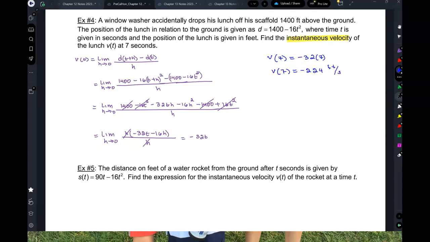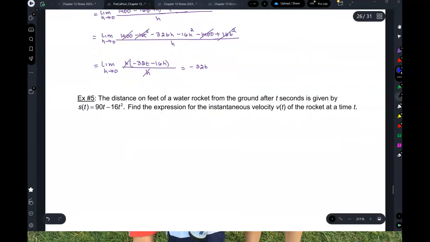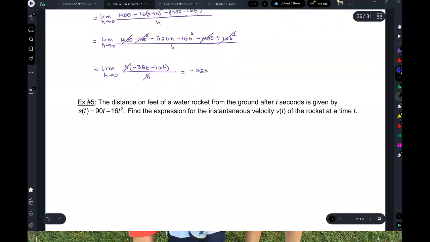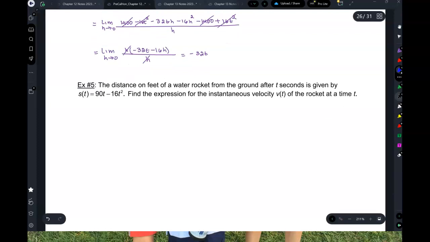And of course it's negative because this poor guy's lunch is going downward. It's a fast lunch. You don't want to be standing under it. So, moral of the story, don't go walking under scaffolds because somebody's lunch could be falling. Now, if it was in like one of those aluminum lunch boxes, I mean, that's not cool.